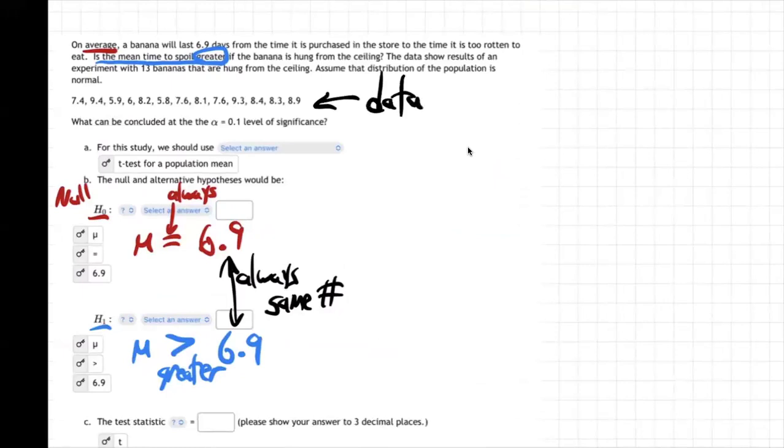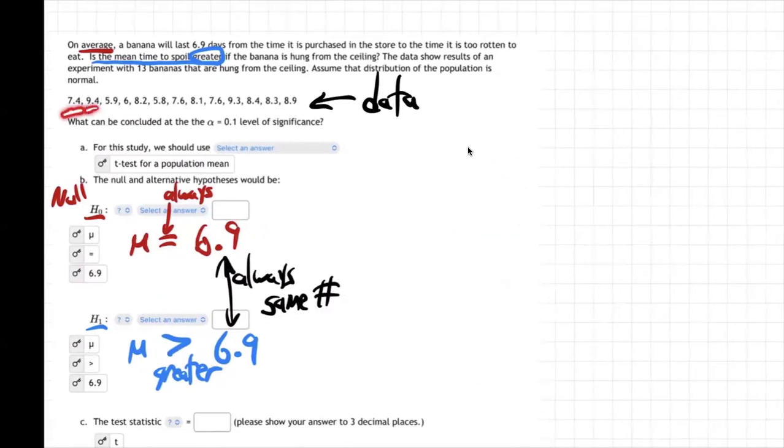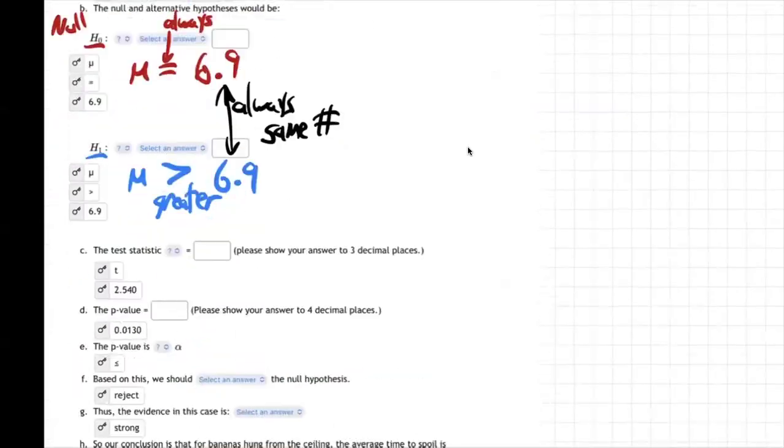It's a list of the numbers, actually, how long those bananas that were hung from the ceiling took to spoil. The first banana lasted 7.4 days. Second banana lasted 9.4 days. Third banana lasted 5.9 days, et cetera, et cetera. That's our data. So what do you do in that case?